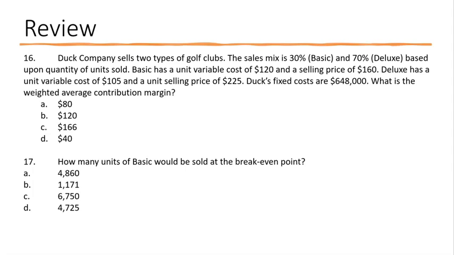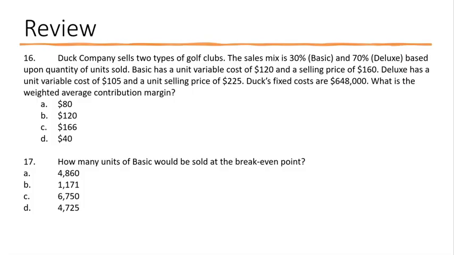So if we think about selling price minus variable cost, that gets our contribution margin. That's from the CVP income statement. Sales minus variable cost is contribution margin. We can do that on a per unit basis. So we have the selling price of both and the unit variable cost of both models.